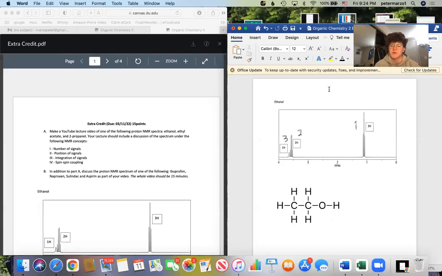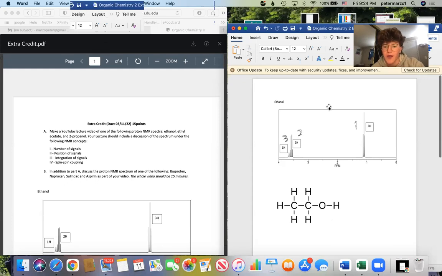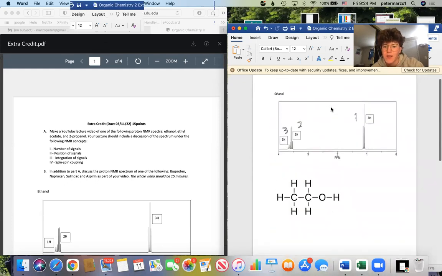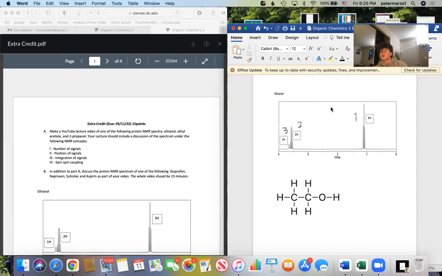Hello, class. My name is Peter Marzo, and today we'll be talking about the proton NMR spectra for both ethanol and ibuprofen. When talking about the proton NMR, it is important to take a few things into account. The number of signals, the position of the signals, the integration of the signals, and the spin-spin coupling between these signals are all important. So first, let's get into a bit of information about NMR specifically.